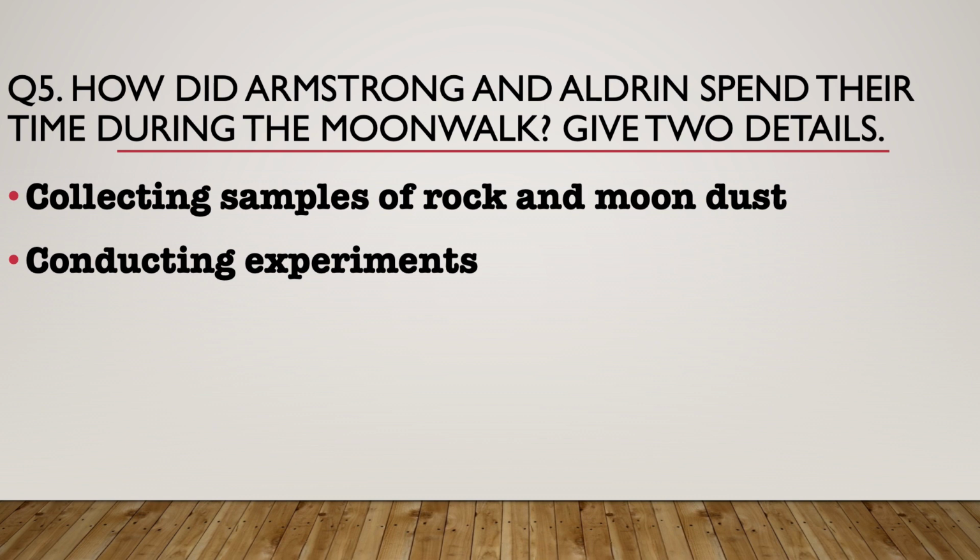Now, let's look at question number 5 here. It is asking the student to find 2 pieces of information. Make sure you write each piece of information on a different line. You will lose 1 mark if both pieces of information are correct but written on the same line.